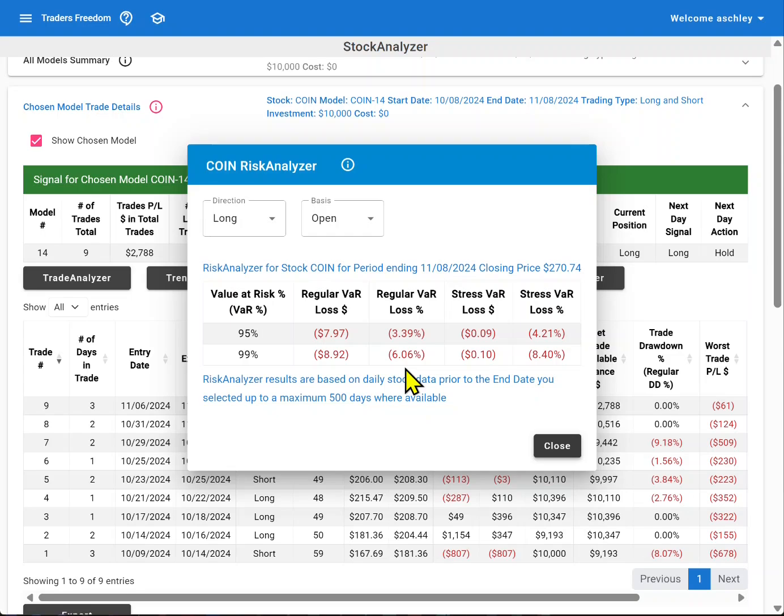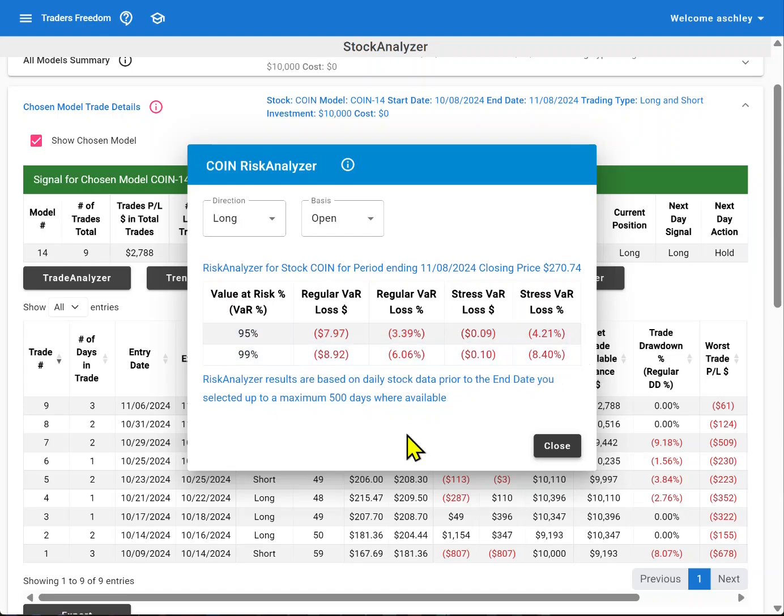Now, to put it in perspective, we also show you something called stress VAR. And really simply, stress VAR is the same theory, but instead of looking at the last 500 days, we look at the 500 days between 2008 and 2009, when global markets were melting down as a result of the U.S. mortgage-backed securities crisis. So this is extreme losses to put these in perspective. And what we see here is the 95th percentile loss, 4.2%. And then we look at the 99th percentile, and the loss was 8.4%.